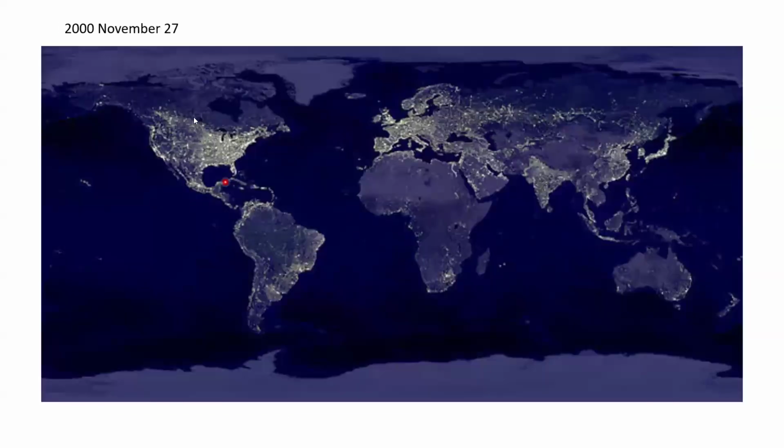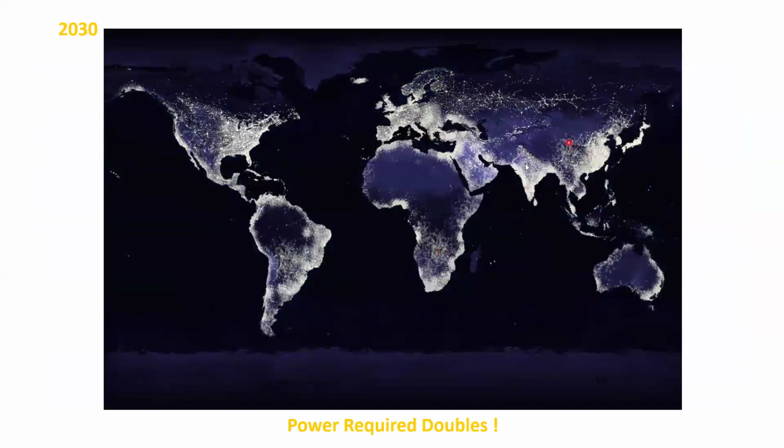Actually, you can see here now in 2000 there is a large amount of emission in Europe and America. Then in 2030, you can see in these countries they are also going to increase their energy consumption, especially in Asia. That means development. That means the consumer economy is transferring from Europe to Asia.